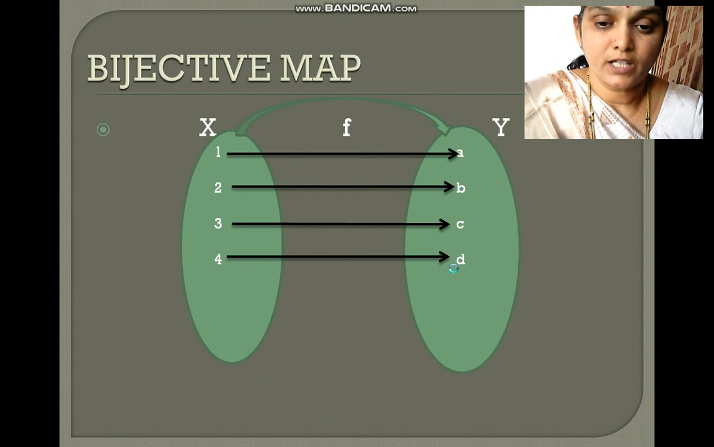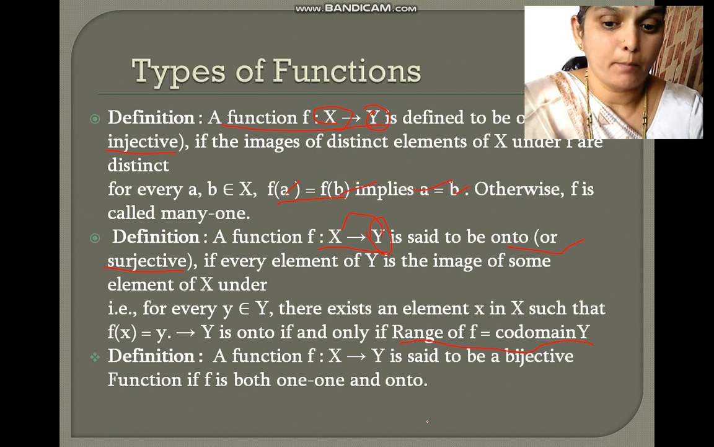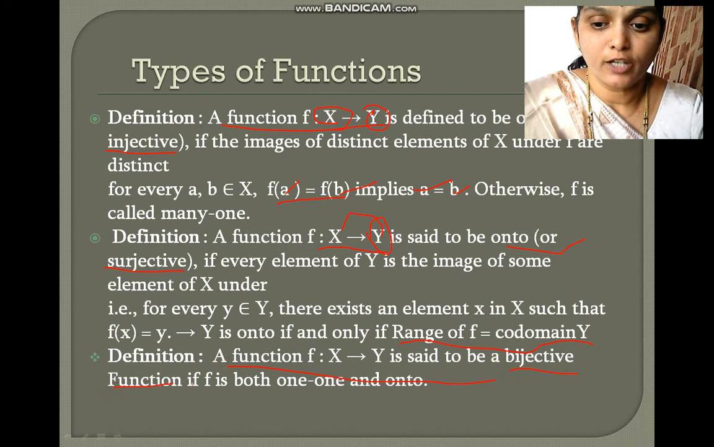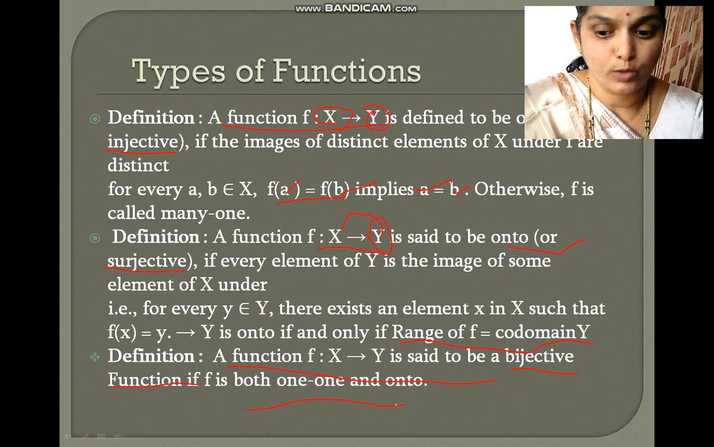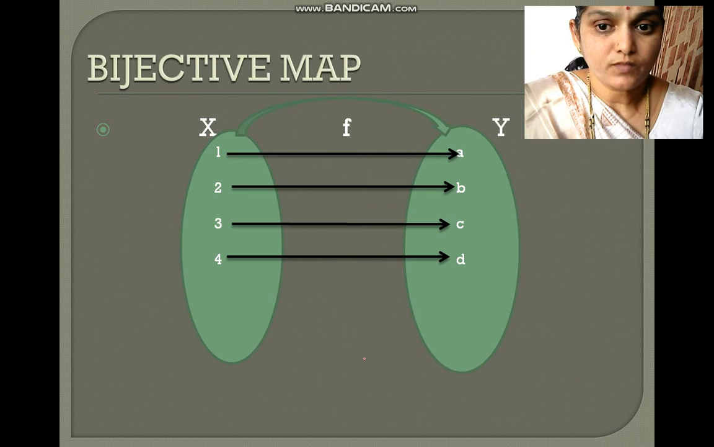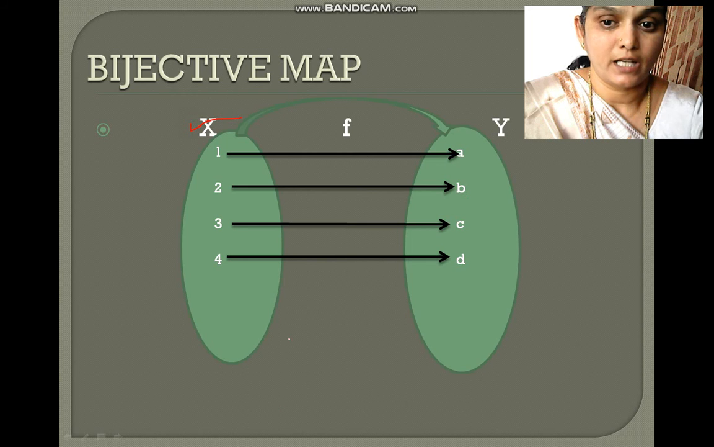With these two definitions, let me define what a bijective map is. A function f from X to Y is said to be a bijective function if f is both 1-1 as well as onto. That is, distinct elements should have distinct images. In addition to that, every element of the codomain has its pre-image in the domain set. Here you see, X is the set containing 1, 2, 3, 4 and Y is the codomain, containing elements A, B, C, D. Here, f of 1 is A, f of 2 is B, f of 3 is C and f of 4 is D.